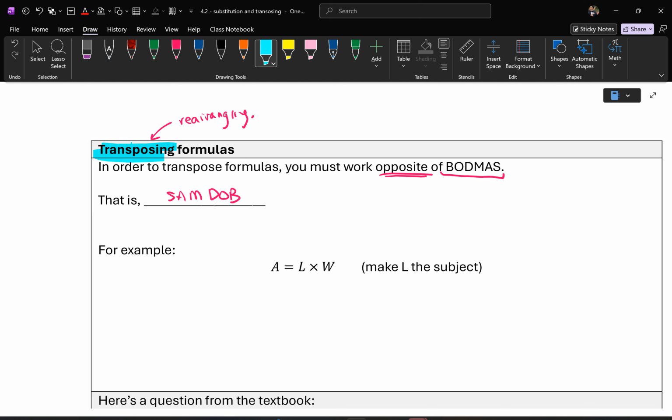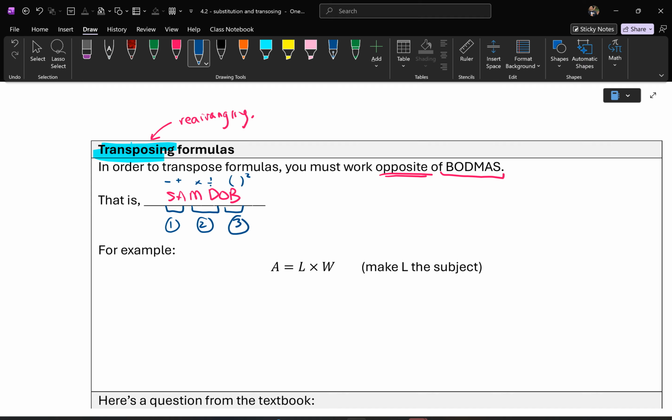So when you're learning to transpose or reorder algebraic equations, you actually have to go backwards through BODMAS. That means you focus on subtraction and addition first, then you look at multiplication and division second, before you undo any brackets or powers third. So that's the order that you should be focusing on. Get rid of any addition or subtraction first, before you move multiplication and division, before you move any brackets.